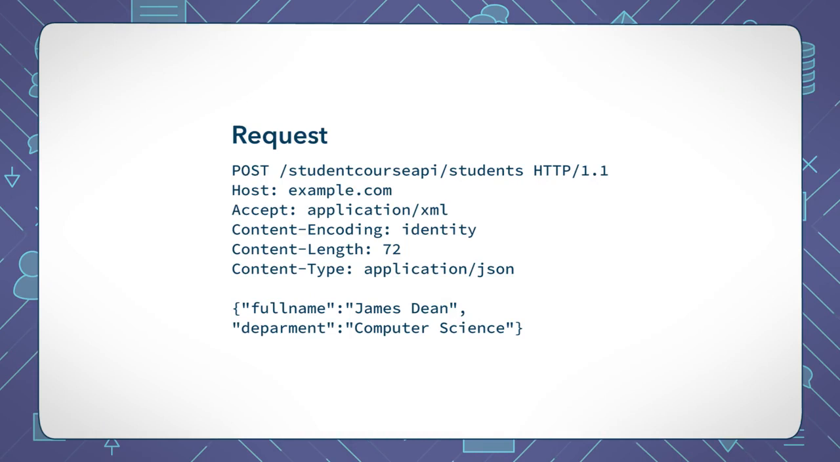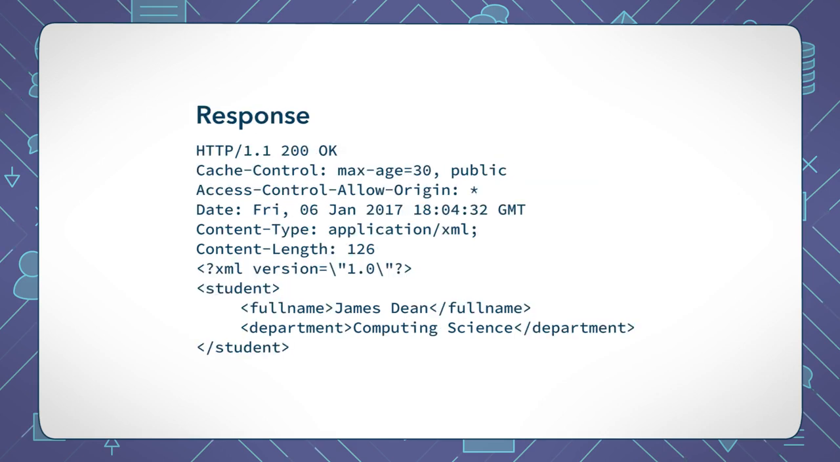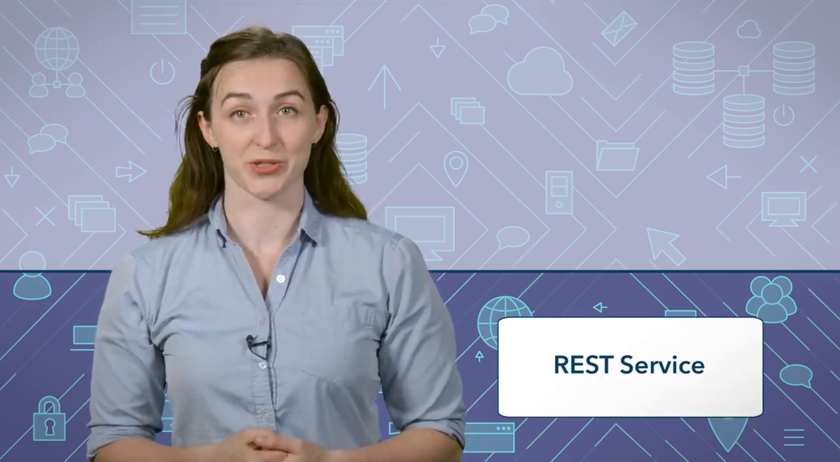Once the server receives this message, it should call the method that we created earlier and create a new student with the properties that we sent in the JSON object. It will then send a response back to the client that may look like this. If you got a response using your created application or curl command, congratulations! You've now successfully created your own REST service.